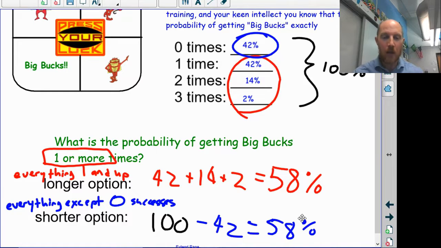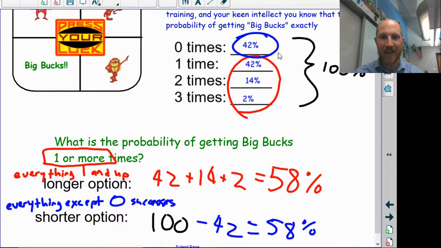It's the exact same answer. So there's two different ways of thinking of this, and I labeled it as a longer option and a shorter option, and really, based on the information we're given on this screen, they're not any different. I mean, adding 42 plus 14 plus 2 is really not that much different from 100 minus 42 in terms of length of calculation. But let's think about it from a different perspective.